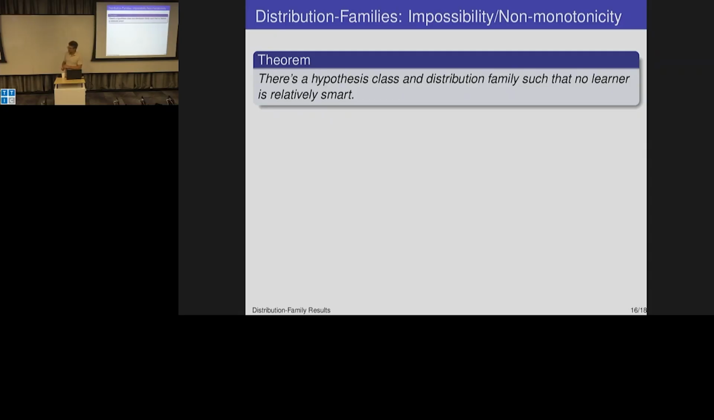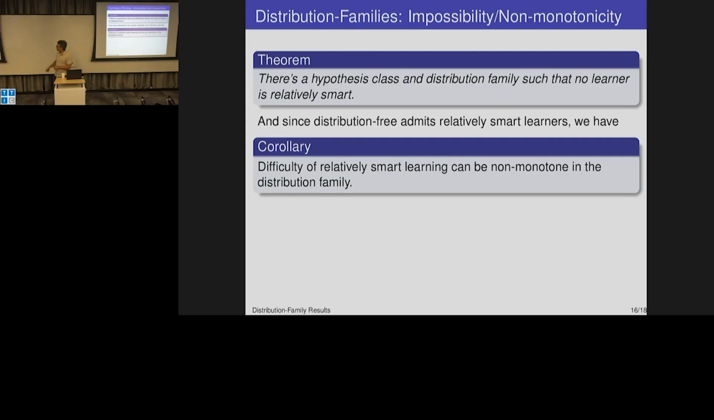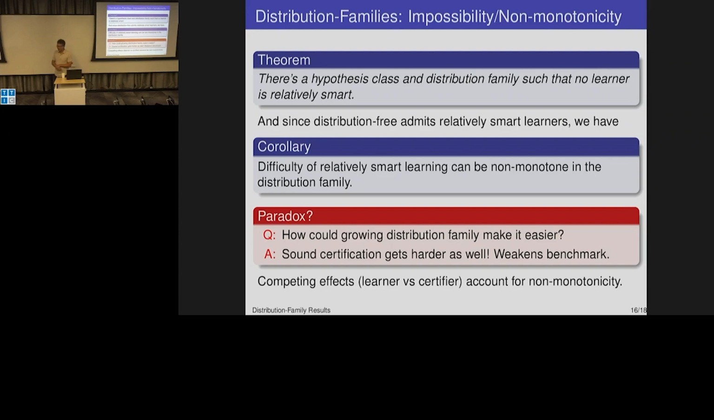The thing you're confused about, I'm going to get to in the next slide. This is the most confusing result. There is a class and a distribution family such that no learner is relatively smart. And what this implies, because I have relatively smart learning in the distribution free setting, is that the difficulty of relatively smart learning can go up and down as you grow the distribution family. So this difficulty of relatively smart learning can be non-monotone in the family. This seems like a paradox that's been troubling Nati for a while.